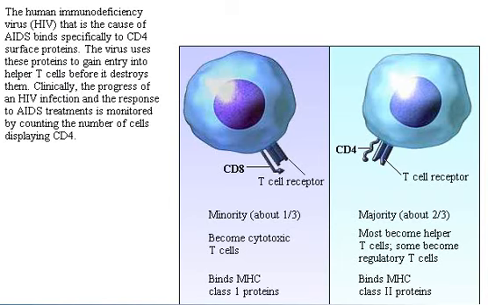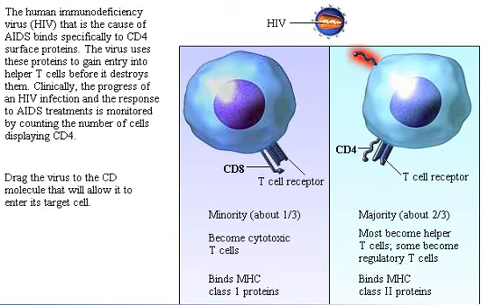The human immunodeficiency virus, HIV, that is the cause of AIDS, binds specifically to CD4 surface proteins. The virus uses these proteins to gain entry into helper T cells before it destroys them. Clinically, the progress of an HIV infection and the response to AIDS treatments is monitored by counting the number of cells displaying CD4. Drag the virus to the CD molecule that will allow it to enter its target cell.